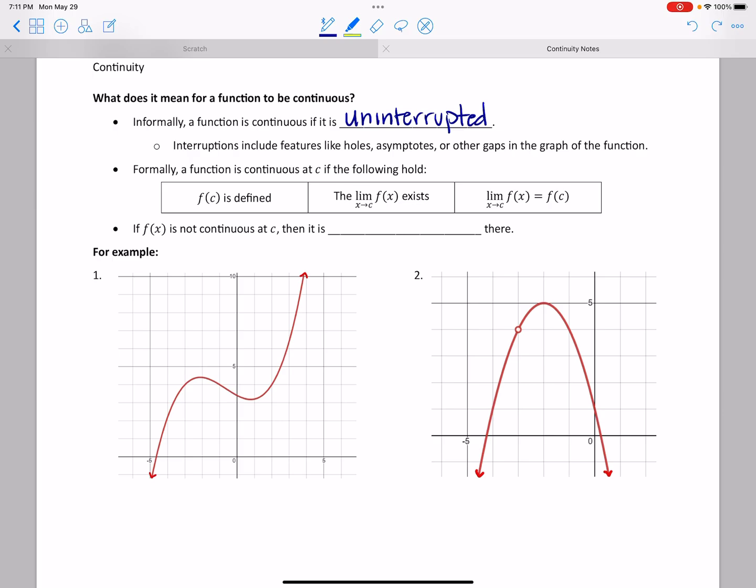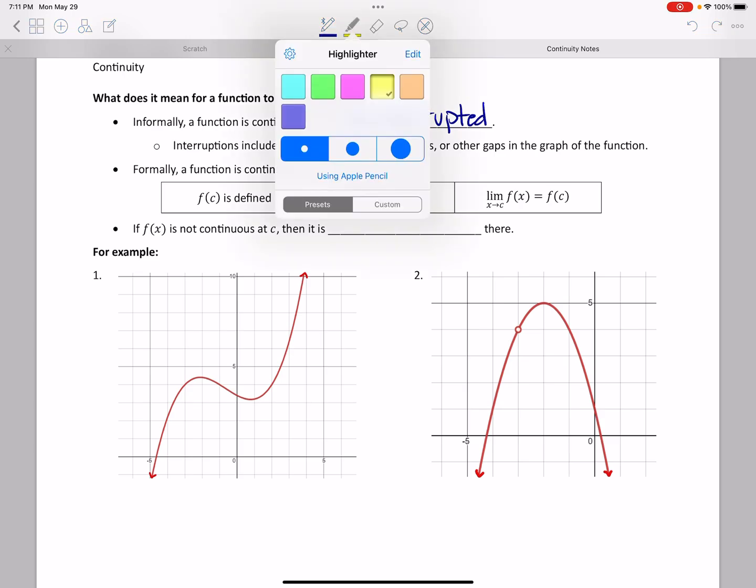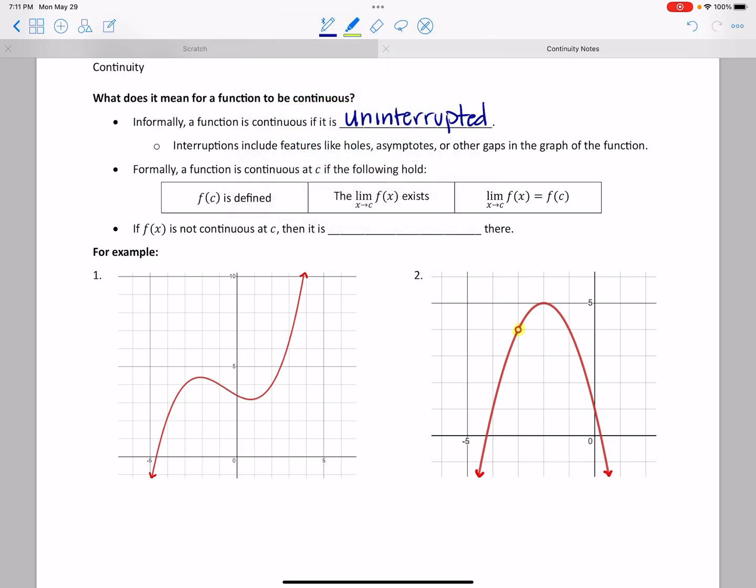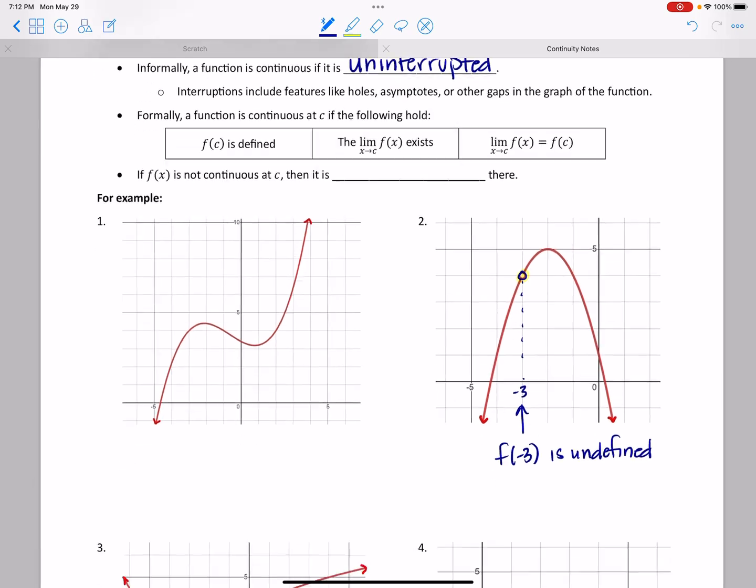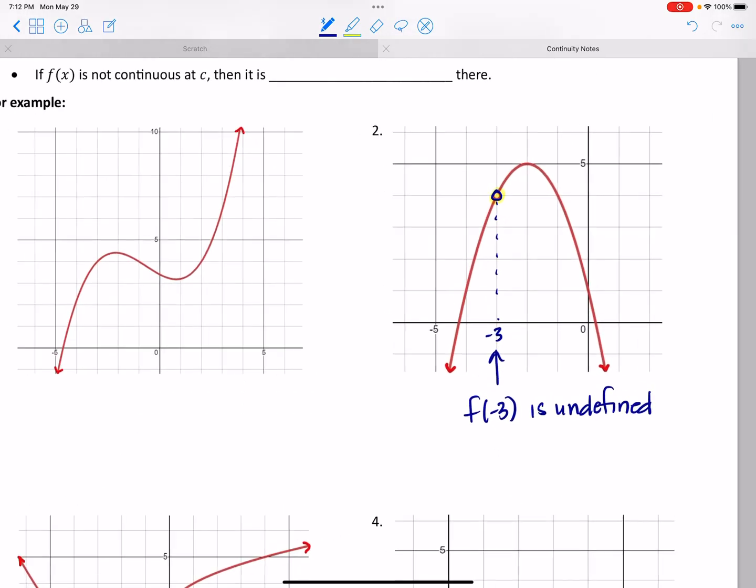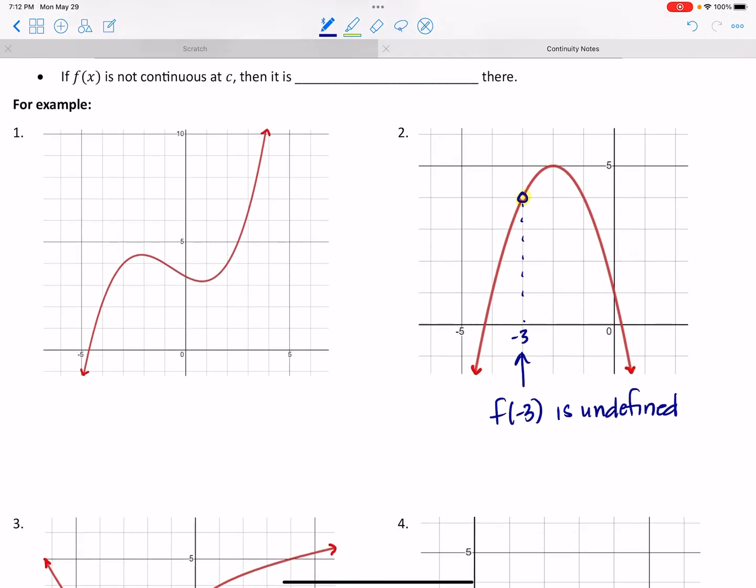And that's precisely why number 2 is not continuous, because at this x value, what is the x value here? -3. Right, at this particular x value, this function is undefined. That's what the hole means there. So f of -3 is undefined, and therefore, if any one of these three pieces doesn't hold, our function is not continuous.